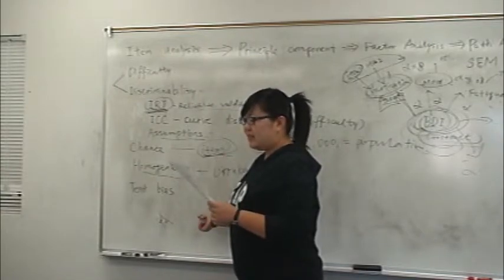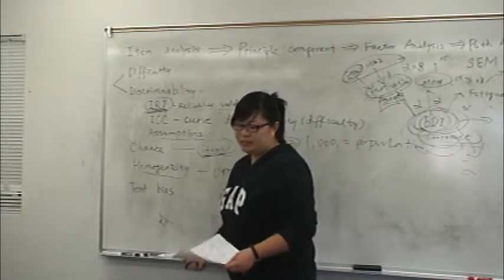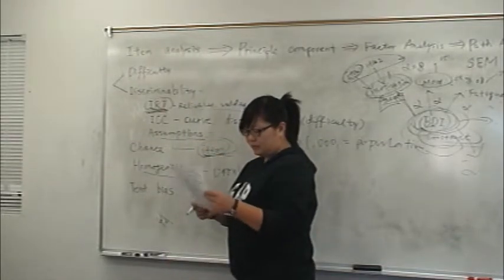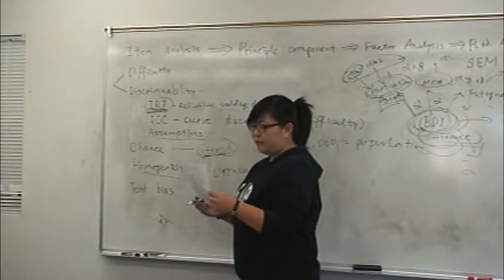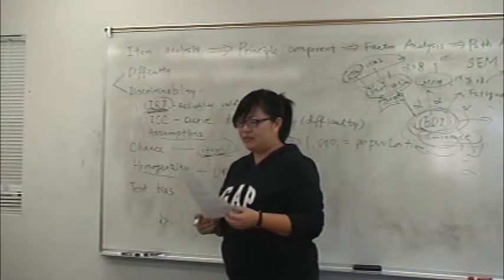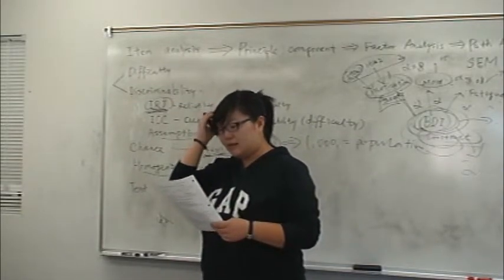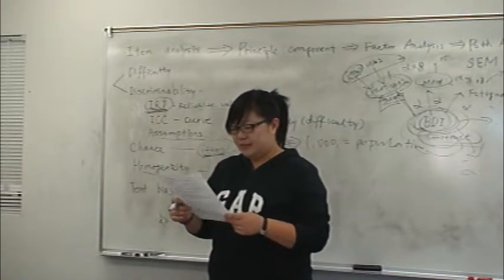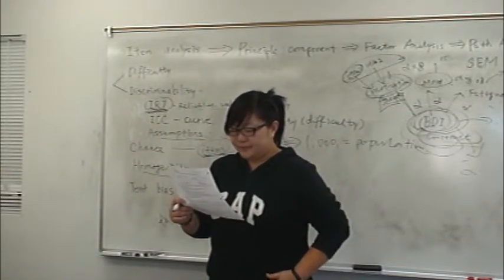Okay, next thing is test bias. It's from page 99 to page 100. So this part is actually very easy to understand. Just make sure you assess the face content validity, which is similar to the validity we talked about earlier. And then there's item bias.